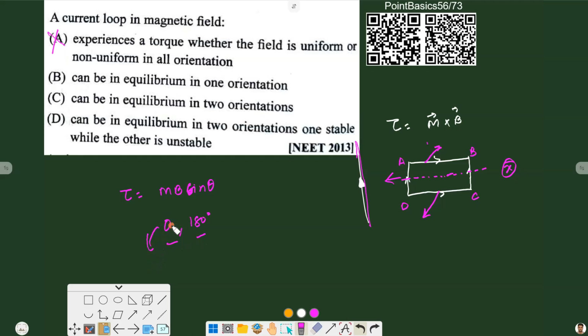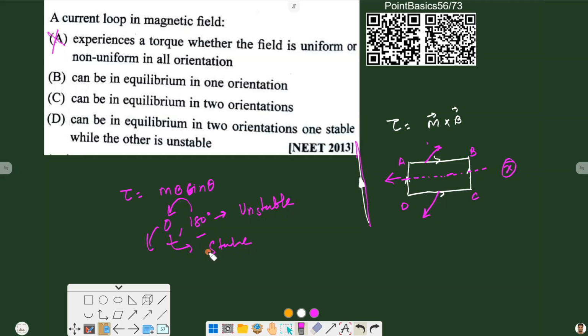if we displace the loop slightly from the angle 0 degree, then it will come back to 0 degree. And if theta between the magnetic moment of the loop and the magnetic field is 180 degree, in that case due to slight displacement it will move away toward 0 degree. So 180 degree is a case of unstable equilibrium, and 0 degree is a case of stable equilibrium.